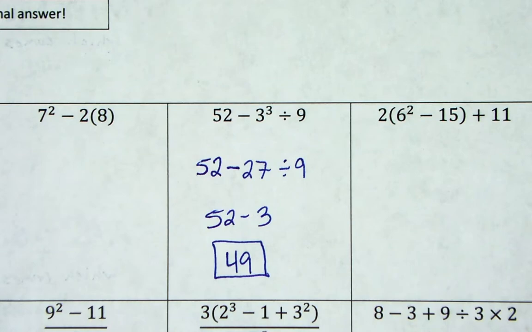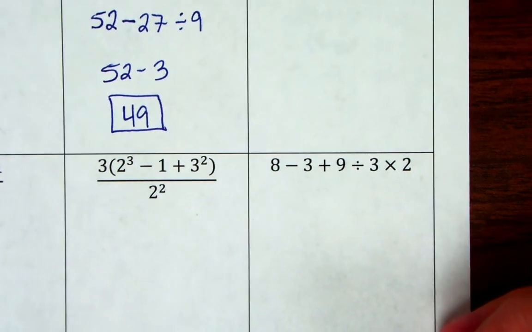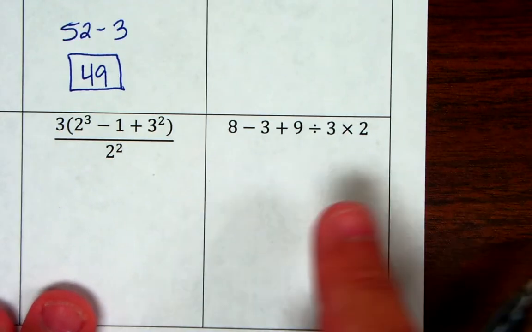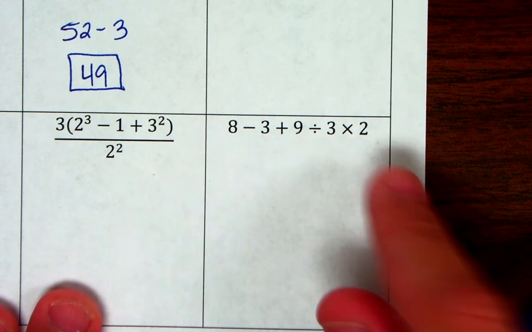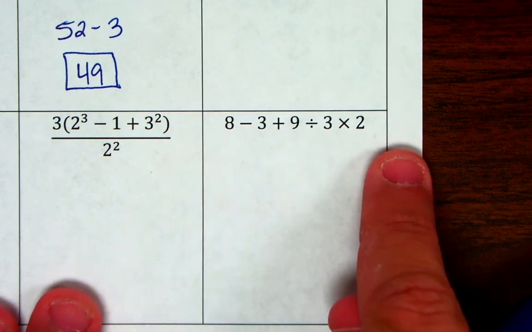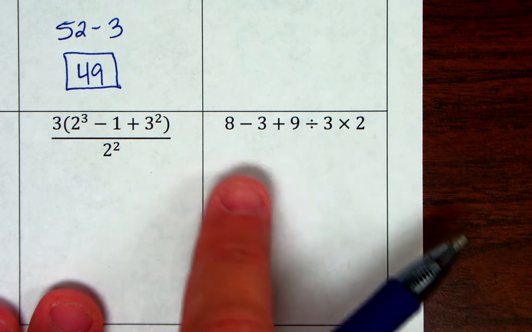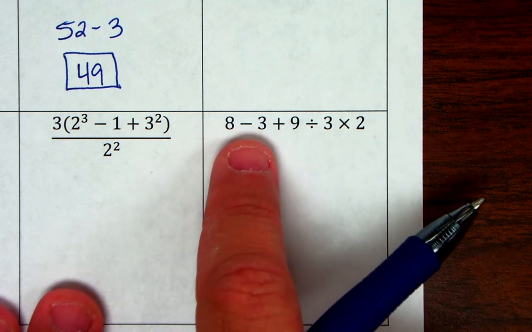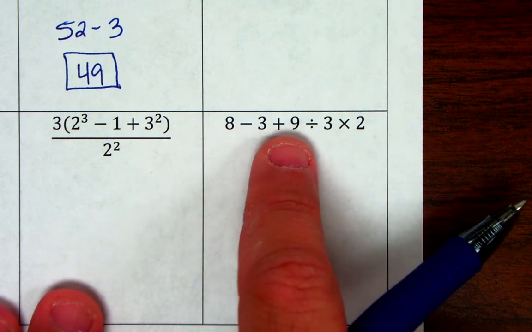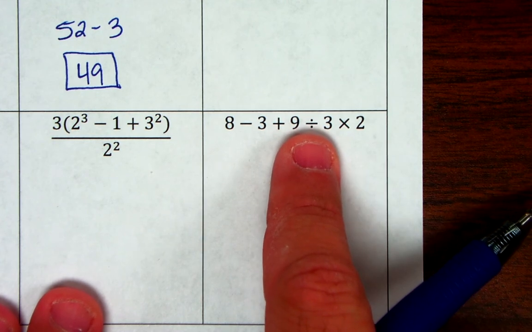All right, one more, and then I'm going to let you loose to try the rest. Let's see. Do you have any parentheses? No. Move on to exponents. Do you see any exponents? No. Now you have to either multiply or divide, whichever comes first from left to right. So do you see a multiply or divide first? Stop when you get there. Oh, look at that. The divide comes first.